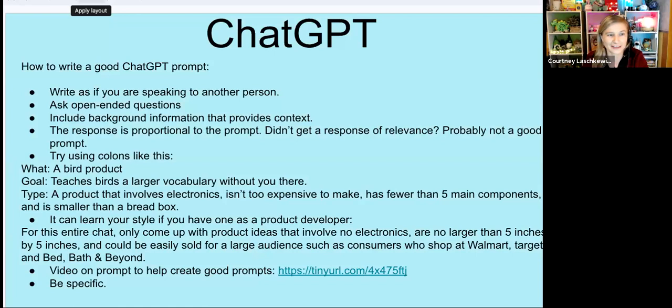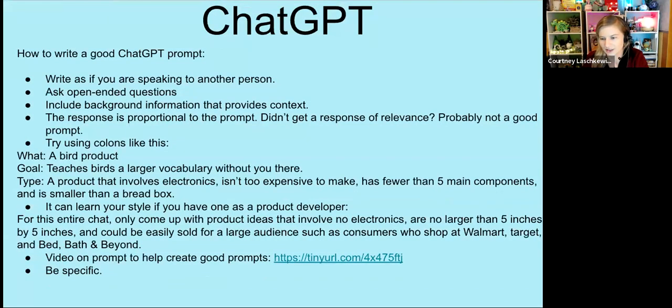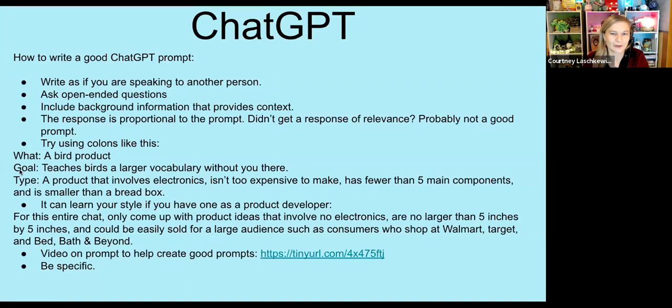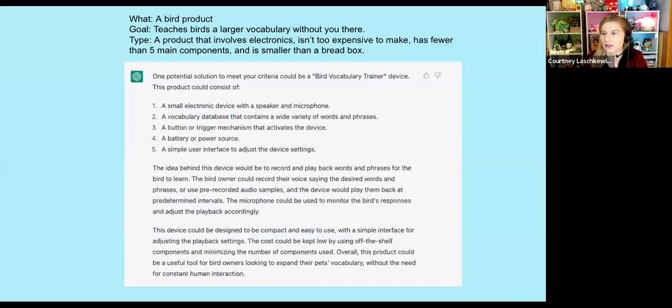So now that you guys get a little bit more of a feel of ChatGPT and the capabilities of it, and we learned a little bit about prompt engineering, now let's go ahead and see some of the things that it came up with. So I tried that colon technique of what, goal, and type, and this is what it came up with. Which is a bird vocabulary trainer. This product could consist of, and then it talks about the 5 components that I asked it to only hit 5, talks about what it's made of, and then it talks about how it would work, the idea behind this device, and then you guys can take a look at that and see how it works off of that one concept it came up with.